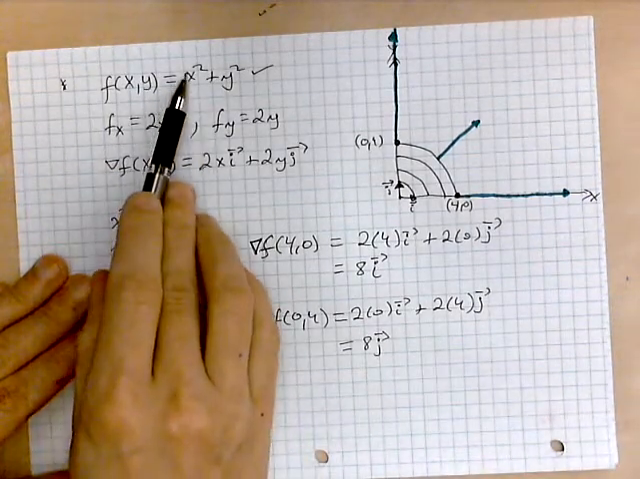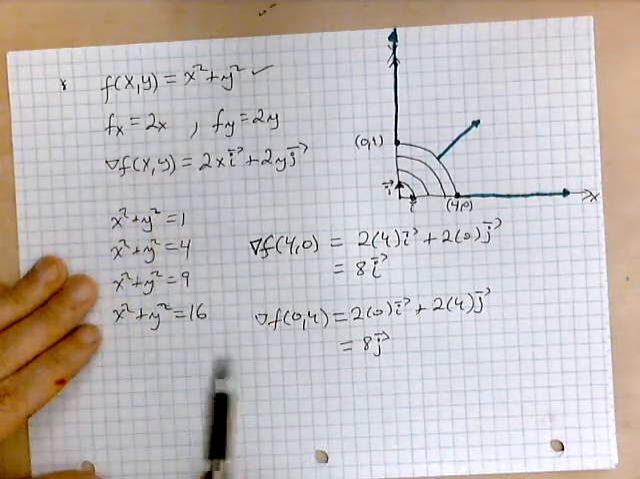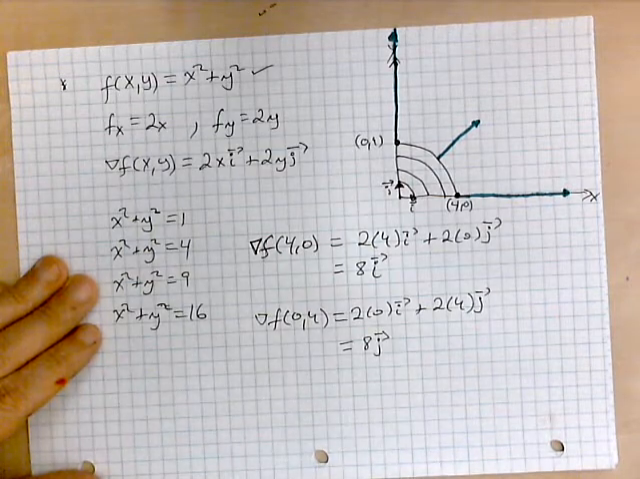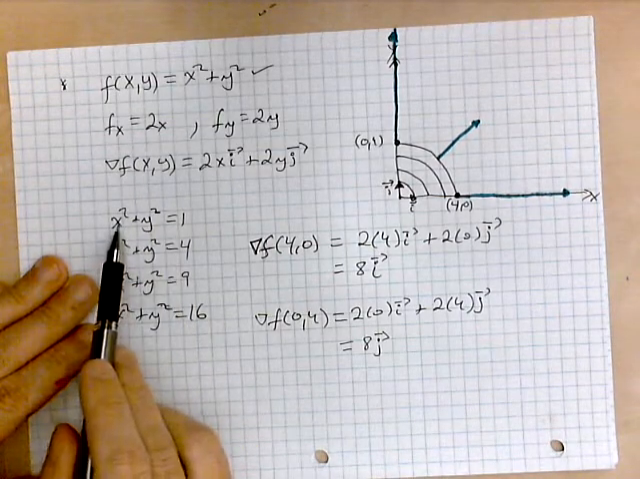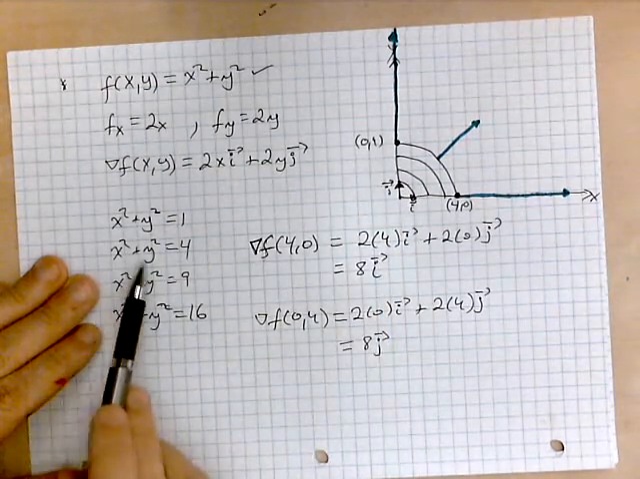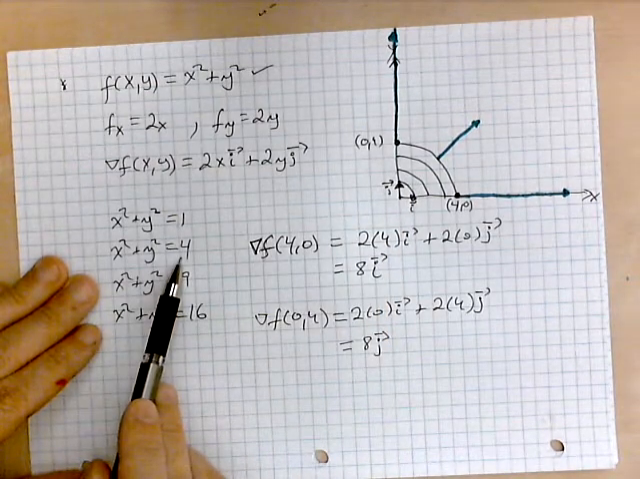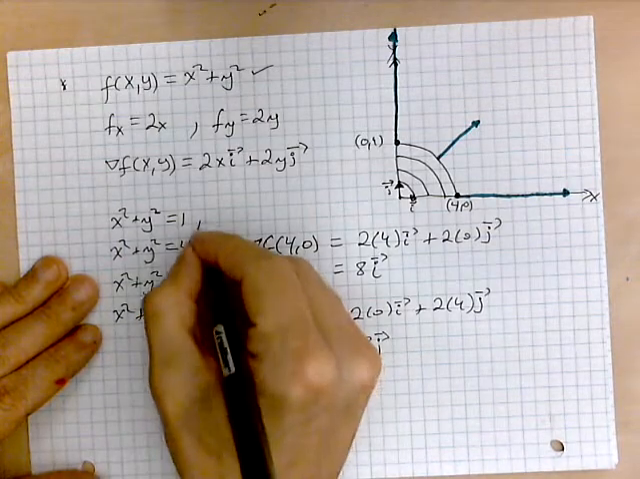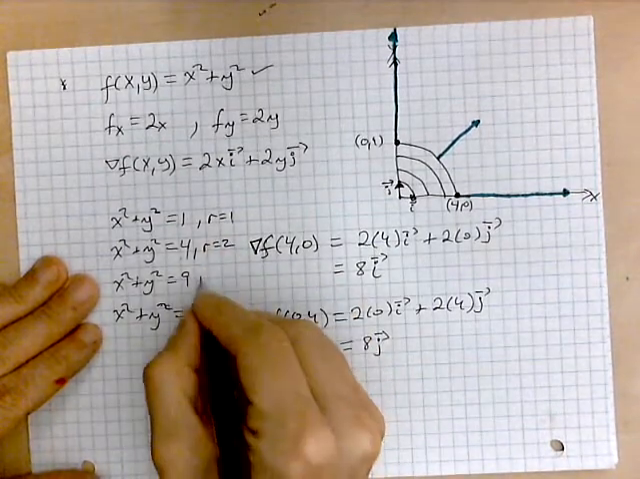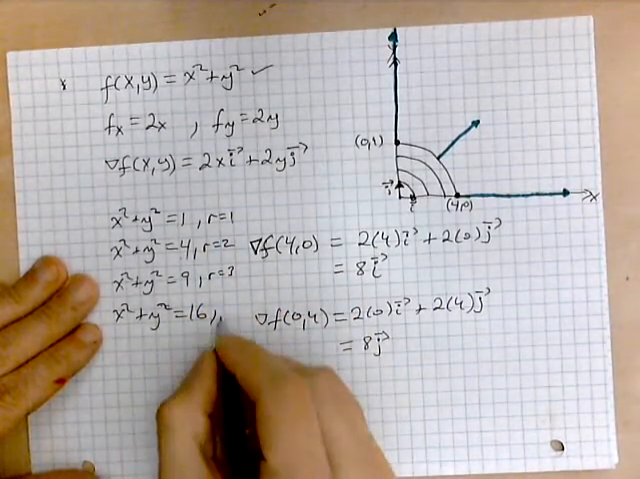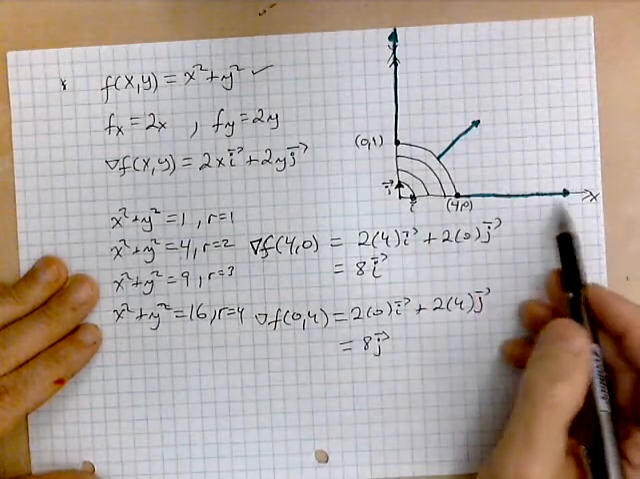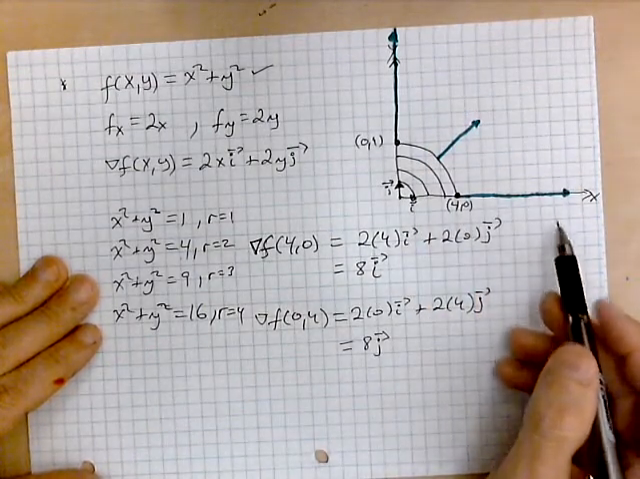In this case, the function x squared plus y squared can be drawn in the xy plane, meaning its level curves can be drawn by setting x squared plus y squared equal to 1 and drawing that. X squared plus y squared equals 4 is a circle of radius 2. So this is a radius of 1, this is a radius of 2, this is a radius of 3, and this is a radius of 4. And here I've concentrated only on the first quadrant for the sake of simplicity.